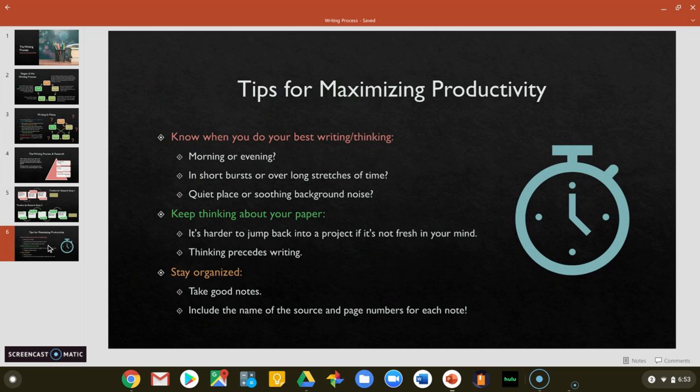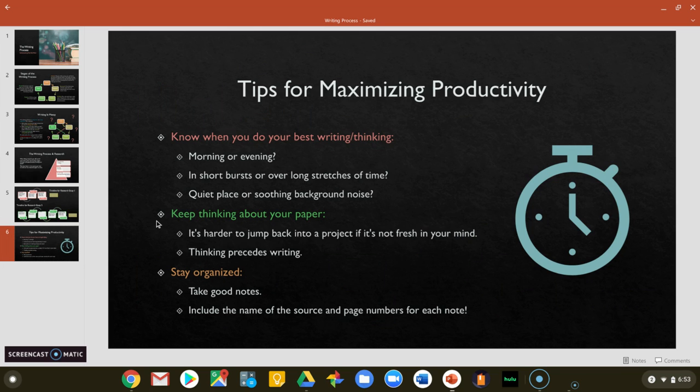So obviously, you're going to be spending a lot of time writing and working on 2 large projects. Here are 3 tips to maximize your writing productivity. 1, know when you do your best writing. Is it in the morning, the evening? Can you write in short bursts, or do you need long stretches of time? What type of environment helps you write and stimulates you? A quiet place or maybe something a little more noisy?